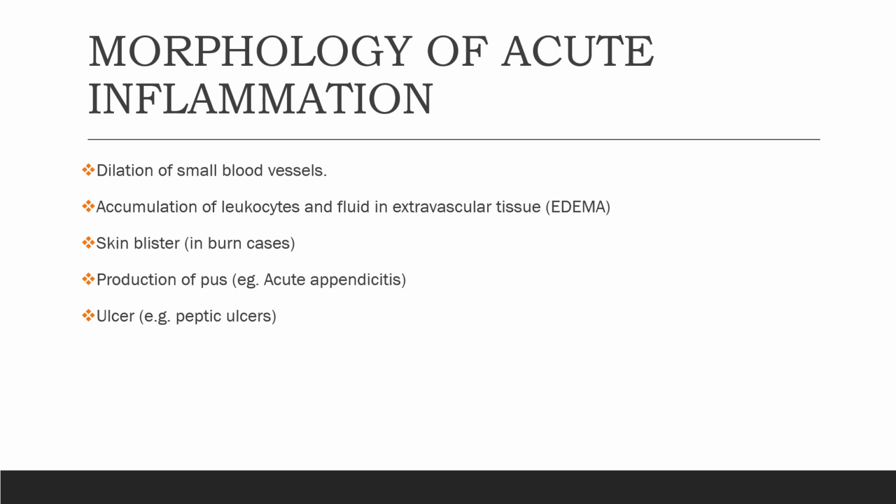So what is the morphology that we see in acute inflammation? We can see dilation of small blood vessels. We can see the accumulation of leukocytes and fluid in extravascular tissue. We can see skin blisters. We can see production of pus, for example in acute appendicitis, and ulcers, for example in peptic ulcer.